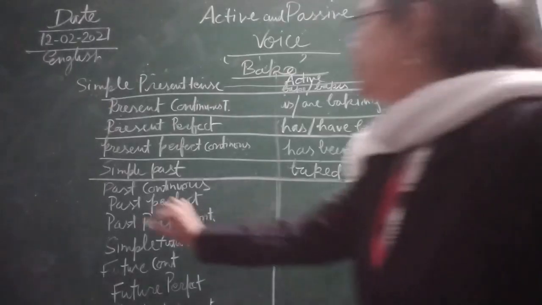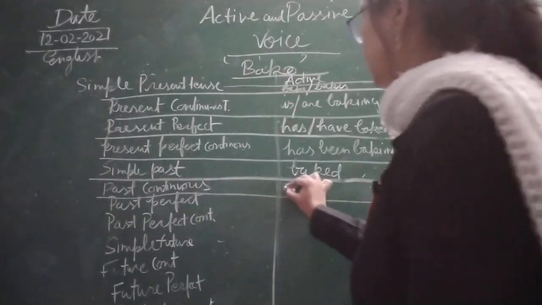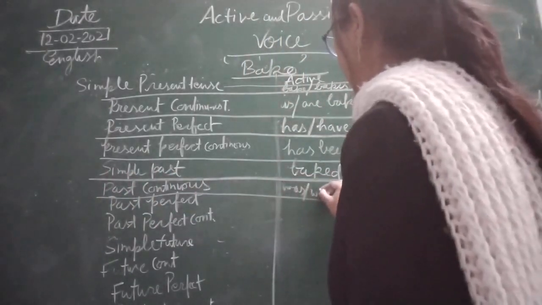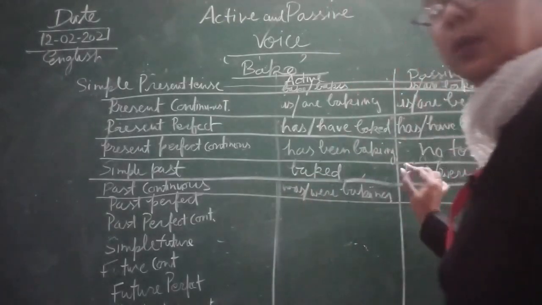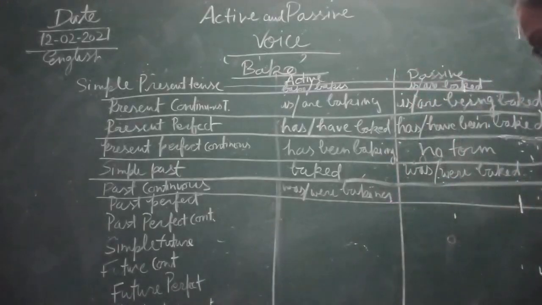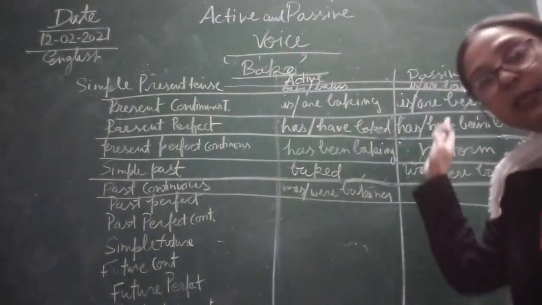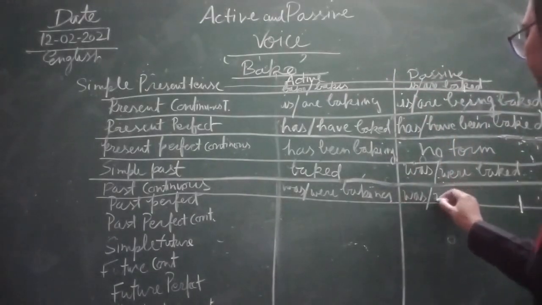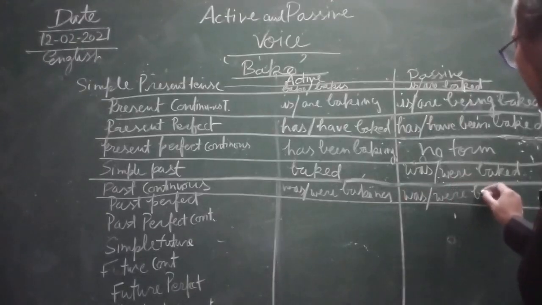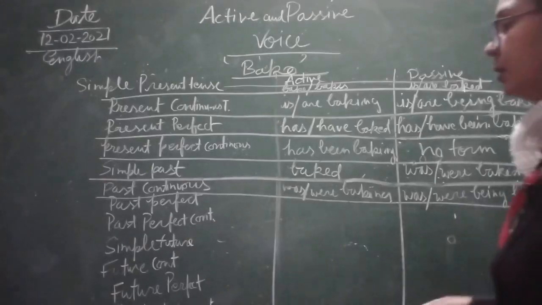Okay. Now past continuous tense. So was and were baking. Now in passive voice what will we do? Similarly to what we have done in the present continuous tense, but in place of is, am, are we will use was and were being baked. Being baked, children. Okay.